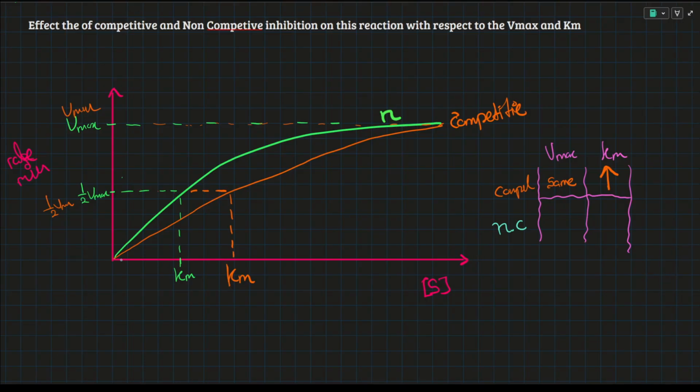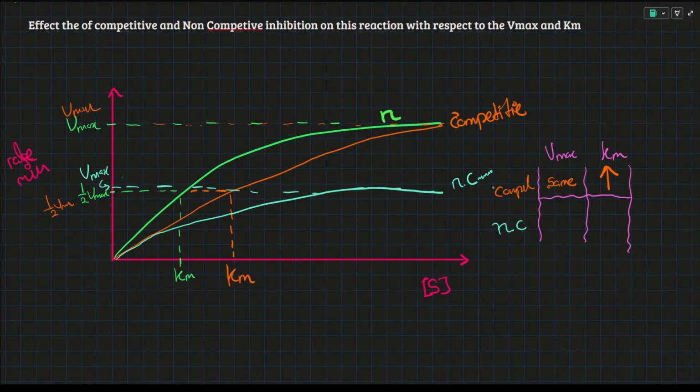Now, if I draw non-competitive inhibition, it's going to be a little bit tricky for me to draw. I'll make some adjustments as we go along. This is non-competitive now. I'm going to check for Vmax. So it's going to be somewhere over here. That's Vmax for non-competitive inhibition.